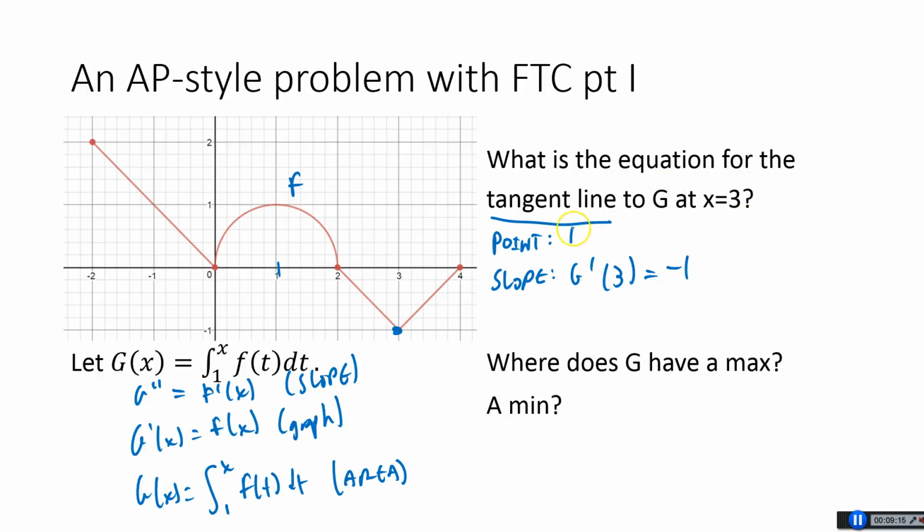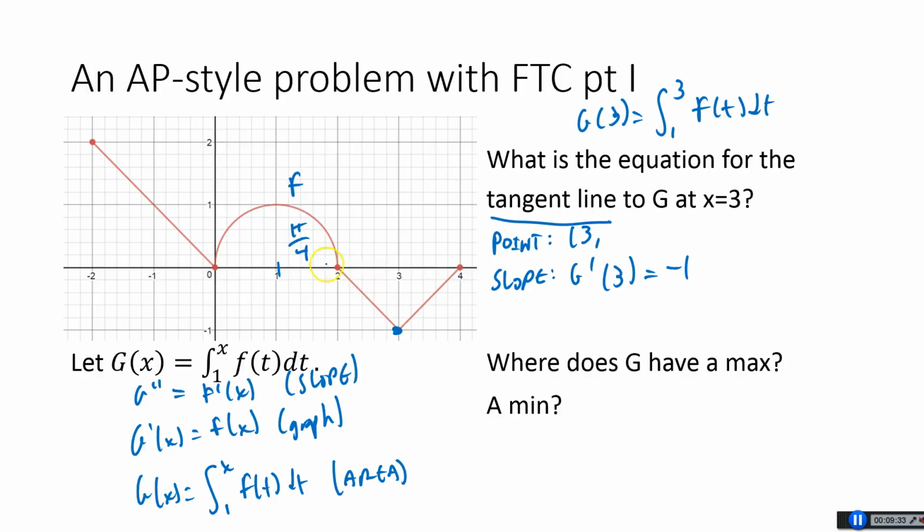The point, well, x is 3. To find the y value, that's going to be g of 3. G of 3 would be the integral from 1 to 3 of f of t dt, because that's just the g function. So we're looking for area there. We already found this area. It was pi over 4.